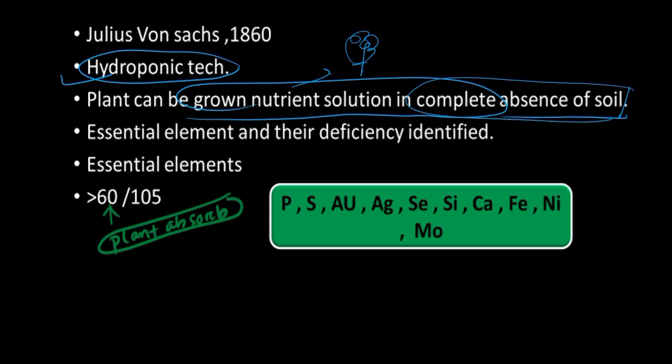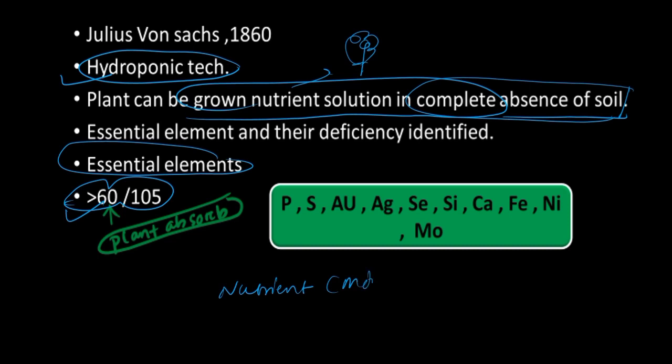Among 105 elements, plants absorb about 60 different elements. These are nutrients, different types of minerals that plants absorb, such as phosphorus, sulfur, argon, selenium, silicon, calcium, iron, nickel, molybdenum. These are the most important nutrients or minerals that help in the growth and development of plants.